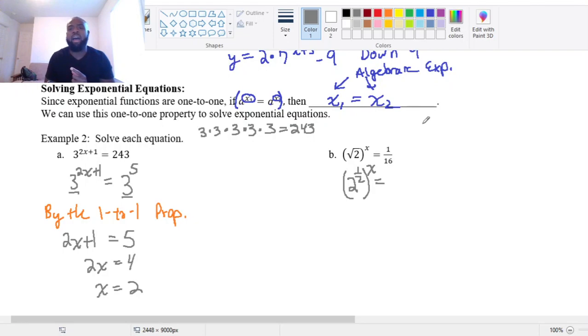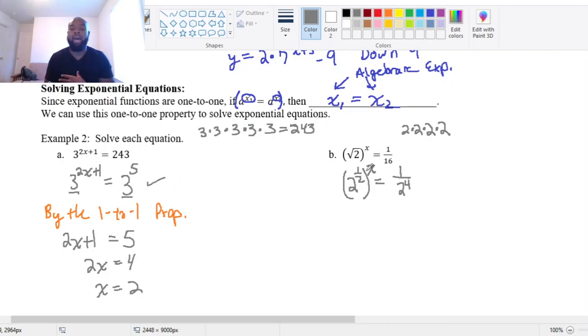Well, if I think about powers of 2, 2 times 2 is 4. If I multiply that by 2, I get 8. And if I multiply that by 2, I get 16. And so I could write this 16 as 2 to the 4th power. Now, I don't see a base to an exponent like I did in this equation over here. I don't see it yet, right?